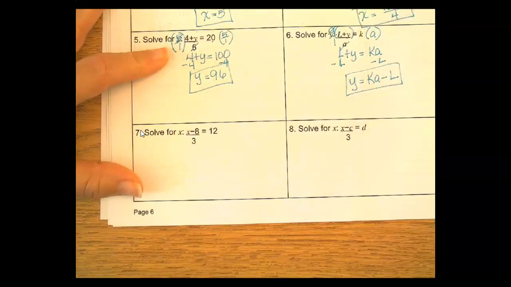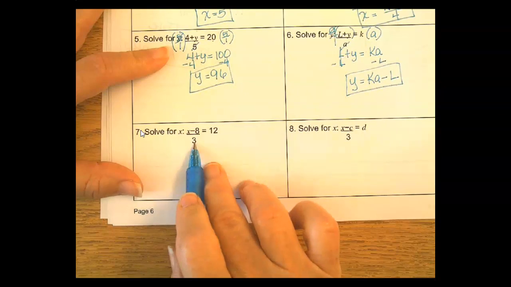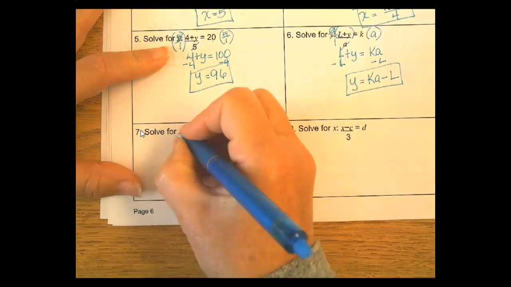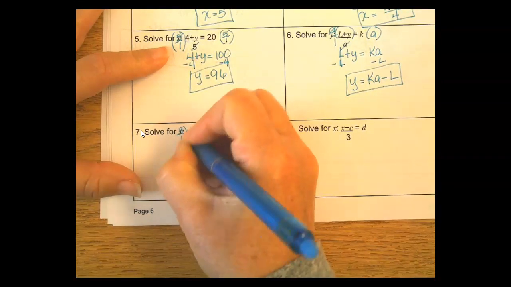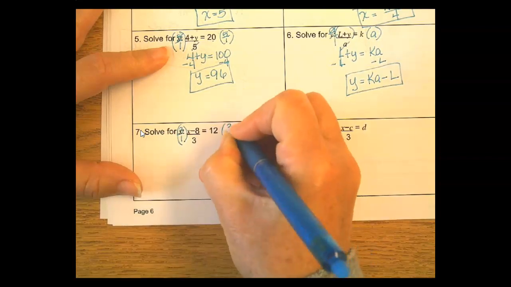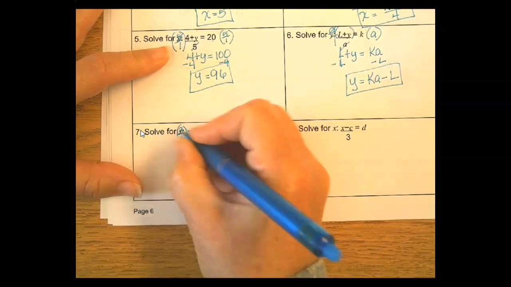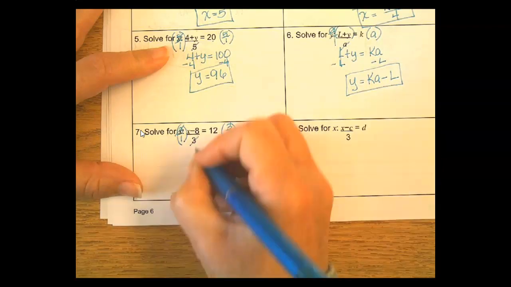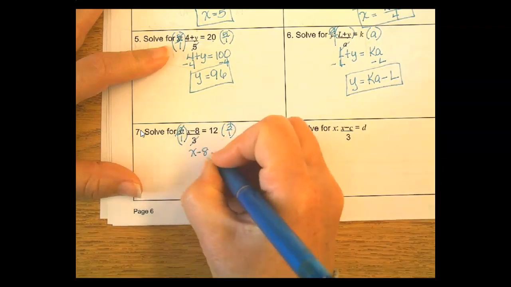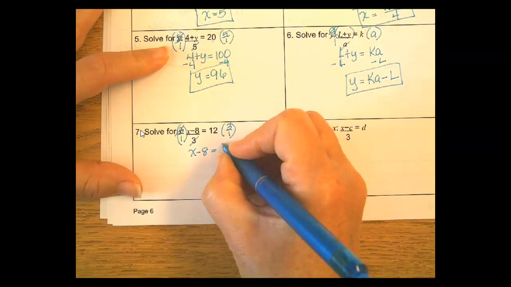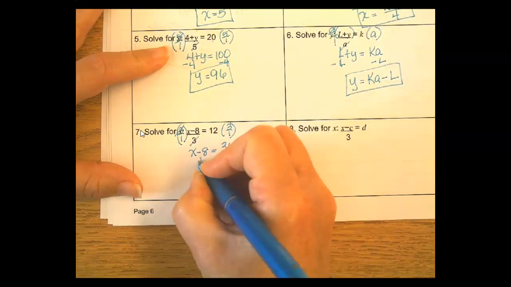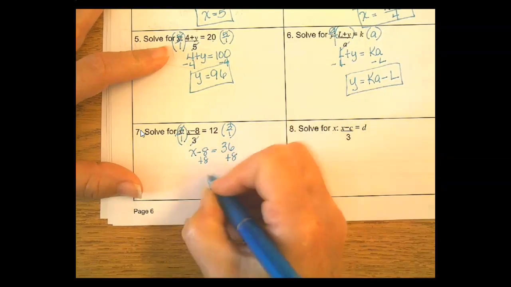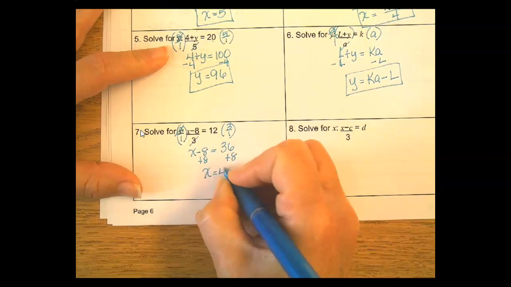Here's another example of that. Hopefully you know we're going to multiply by 3 to both sides to get rid of that denominator. Multiply by 3 over 1. It cancels out. I'm left with x minus 8 is equal to, what is that, 36? Add 8, and x is equal to 44.